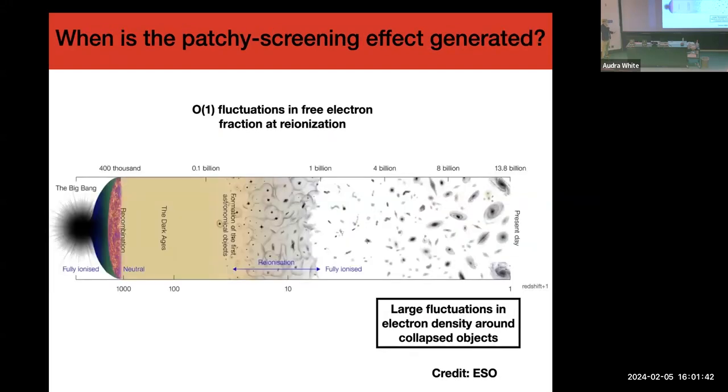Patchy screening, I think, is a really exciting upcoming probe, as it's able to give insights into two different regions of the universe. The first is during reionization, when there are large fluctuations in the ionization fraction as the universe transitions from neutral to ionized. The second is the late-time universe, where everything is pretty much ionized, but you have large fluctuations in mass and in distributions of free electrons around collapsed objects. I'm going to present results for the latter, but I'm excited to think about and work on the reionization epoch with the next generation of telescopes.